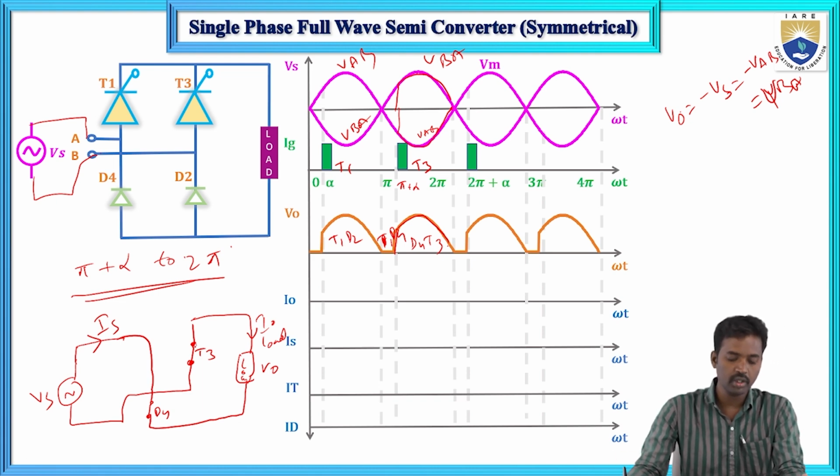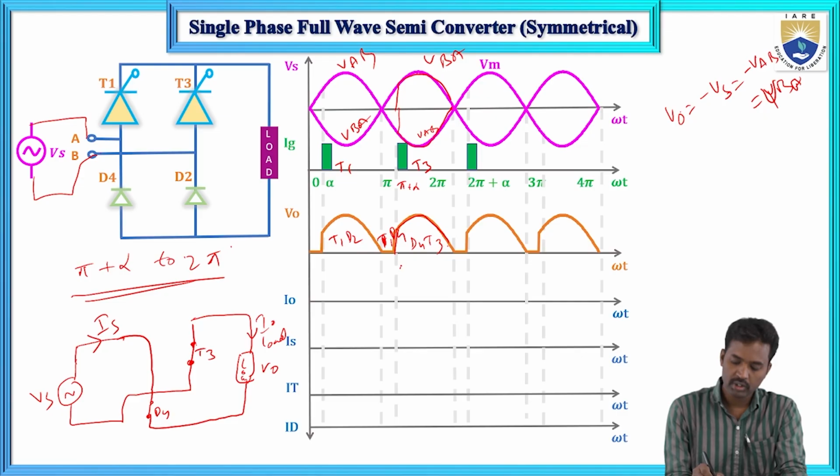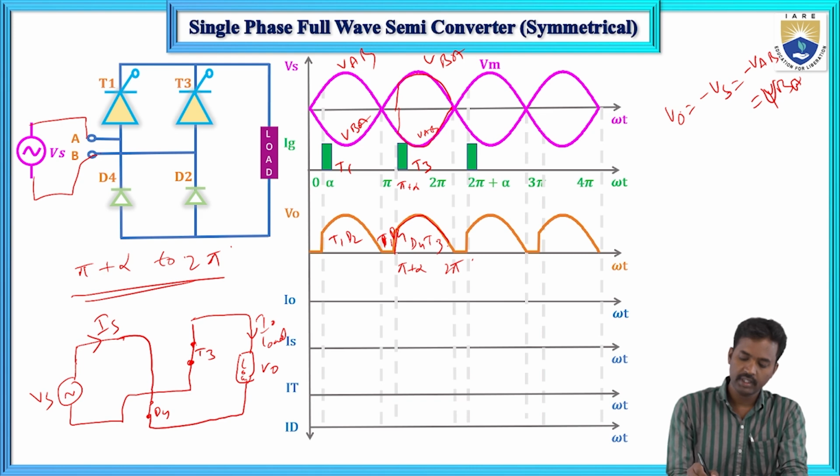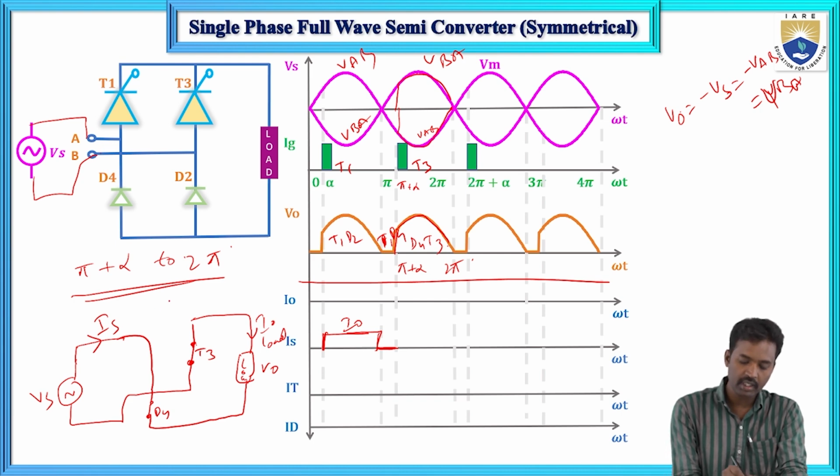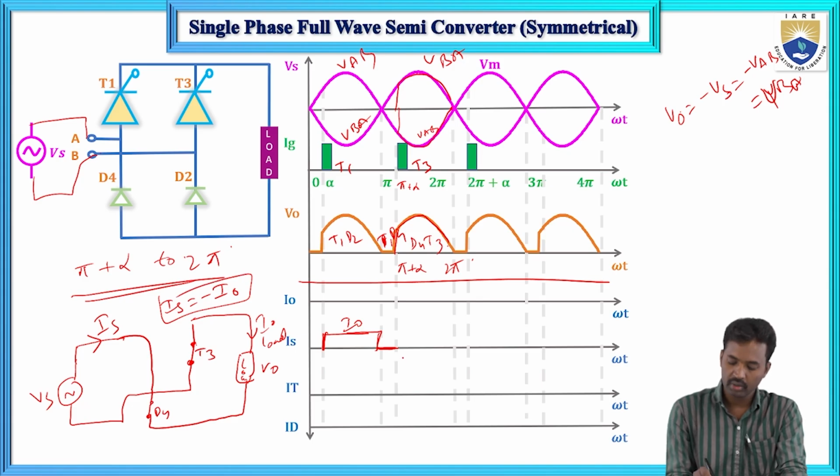So now during pi plus alpha to 2 pi, T3 and D4 will conduct. Now this I naught current is constant, this is I naught, and this value is 0. And now the source current Is equals minus I naught. So the source current equals minus I naught.